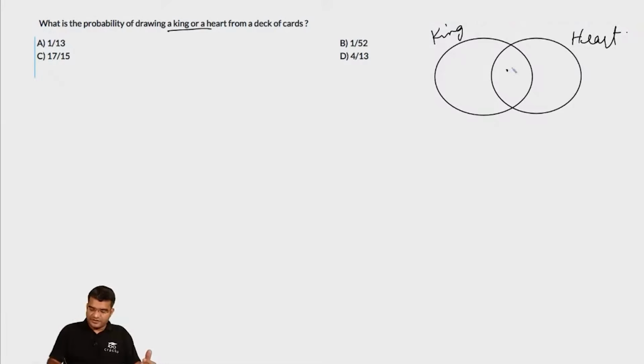And then we also know the combined probability. That is, there is the overlap. The total number of cards in a deck of cards is 52.